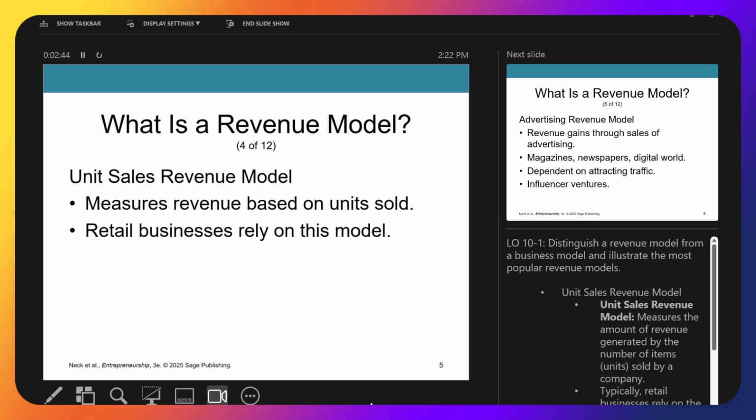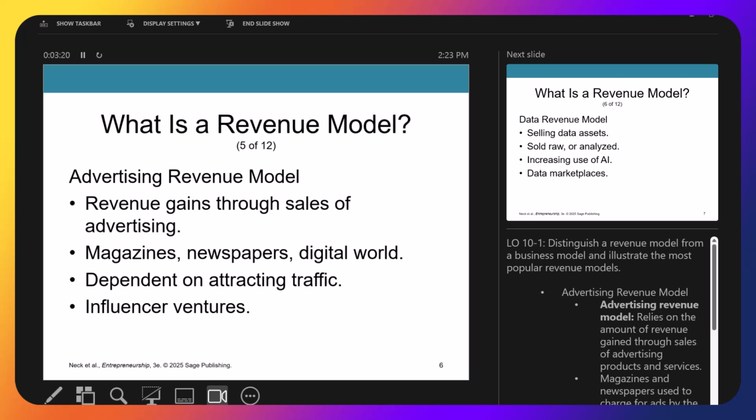So let's look at the unit sales revenue model. It measures revenue based on units sold. Retail businesses rely on this model. When you see this, that's what they're looking at, units sold. This is how they track things. All those different items are considered to be units. This is a retail business model type, and whether you're looking at Target, Lowe's, Home Depot, the grocery store chain, whatever else, this is the model they will use.